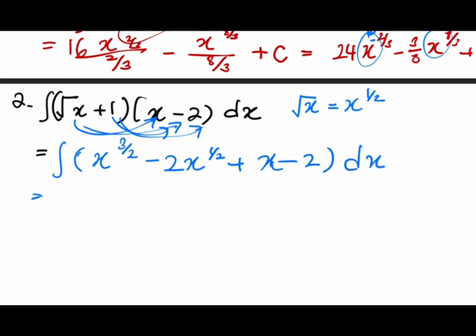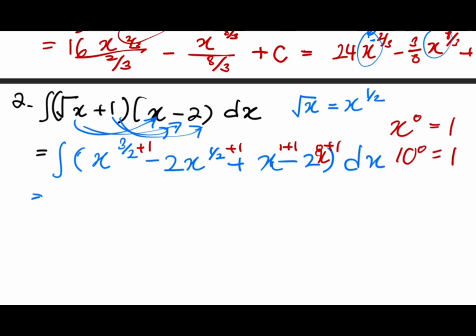As I said, in all the integration, the power increases by 1. Here is plus 1, here is actually 1 plus 1, here is actually 0 plus 1. The x is actually x to the power of 0, since anything to the power of 0 is equal to 1. Let's say 10 to the power of 0 is equal to 1. You can press it on your calculator.